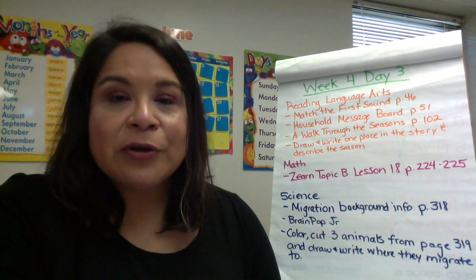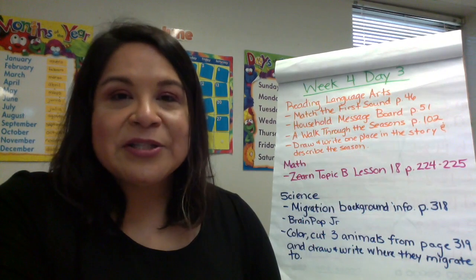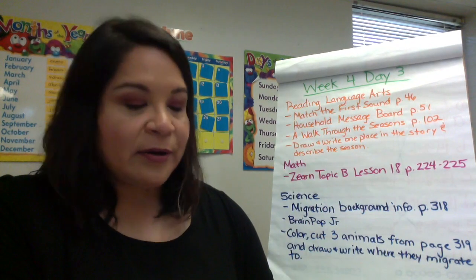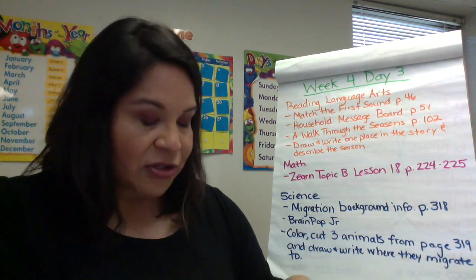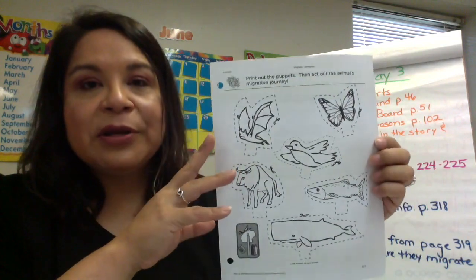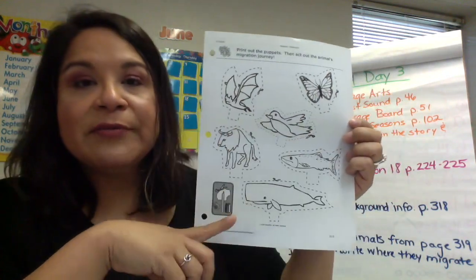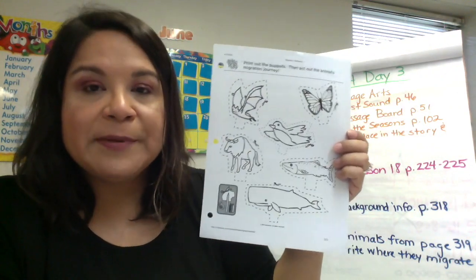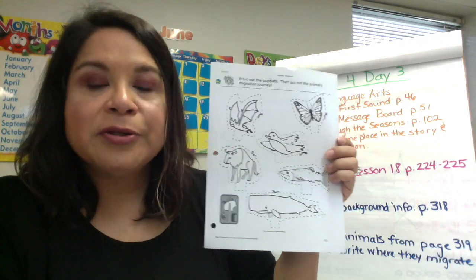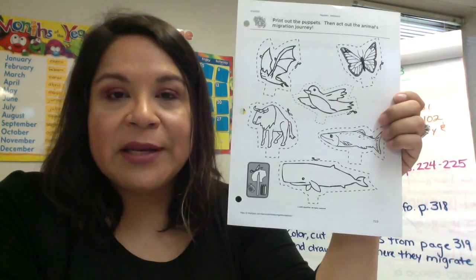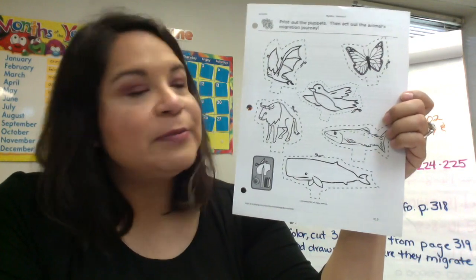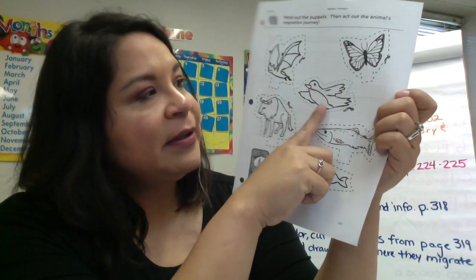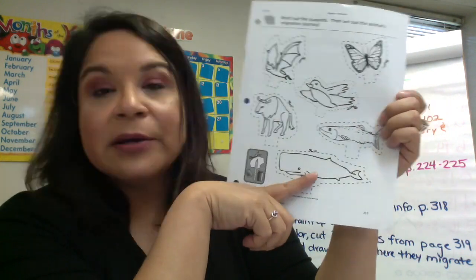But the BrainPOP Jr. video would give you more explanations and perhaps more examples. Okay, so what we want you to do for this part of science is that you have a page in your binder, and it's page 319. We want you to choose 3 of these animals, glue them in your journal or your composition book, and draw their surroundings and tell us why they are migrating. Now, I already gave you 3 examples, but maybe you can look for why a butterfly migrates, right? We talked about the hummingbird, the bat, and the gray whale.